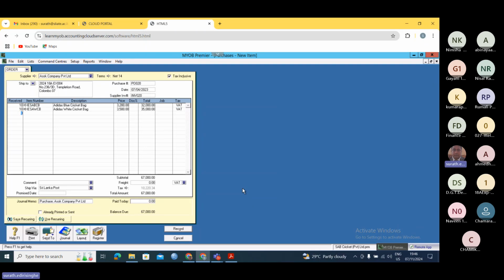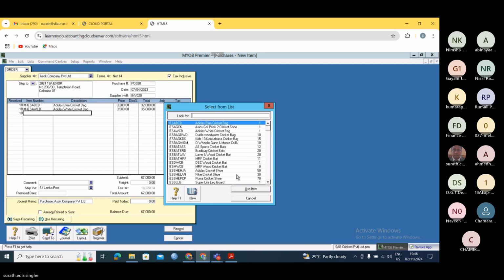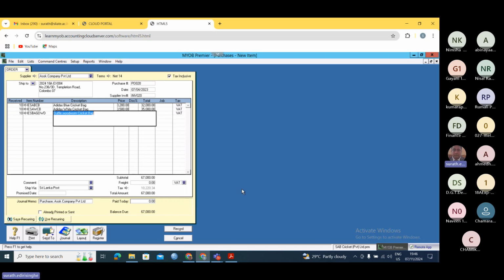Third, again 10 quantity of Woodworm cricket bag. Woodworm cricket bag, maybe 3,600. 3 items.